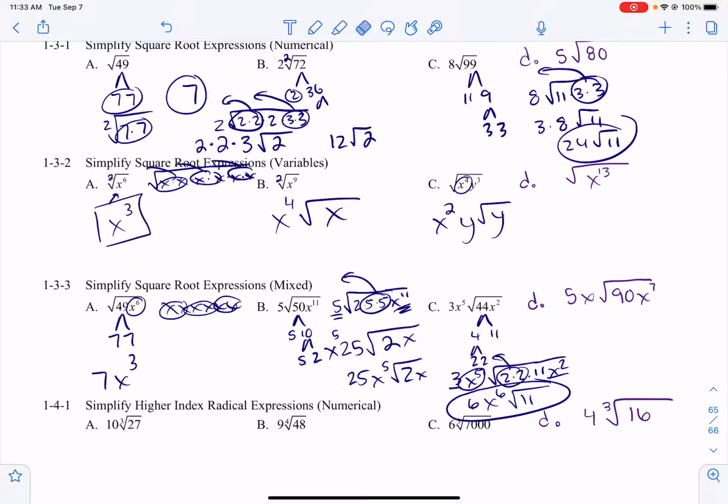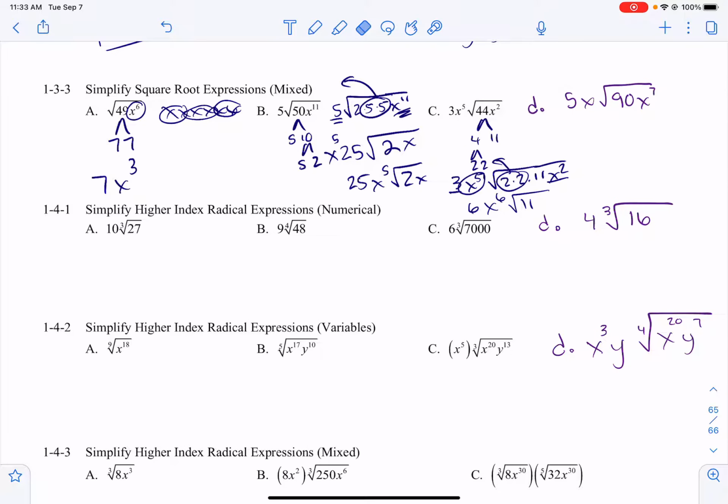Okay, moving on. We have 10 cube roots of 27. So this time, 27 is just 3 times 9. 9 is 3 times 3. So I rewrite this as 10 cube roots of 3 times 3 times 3.